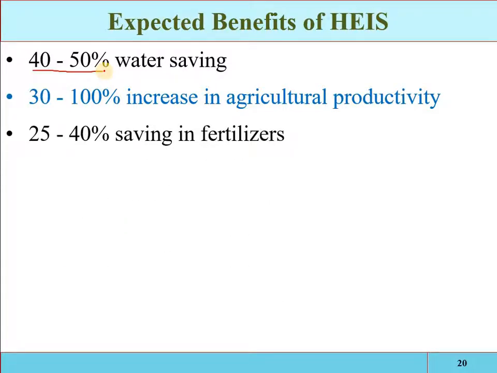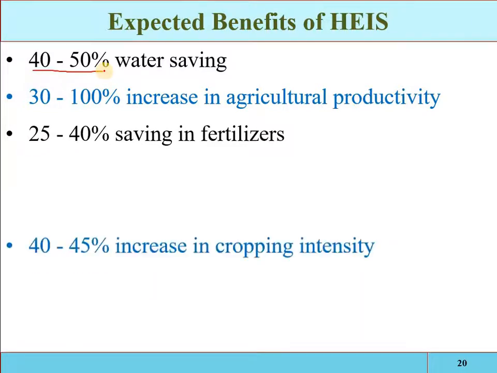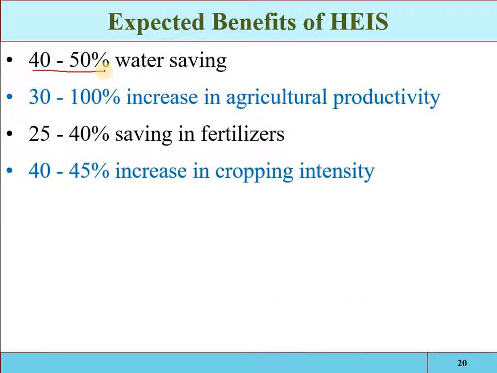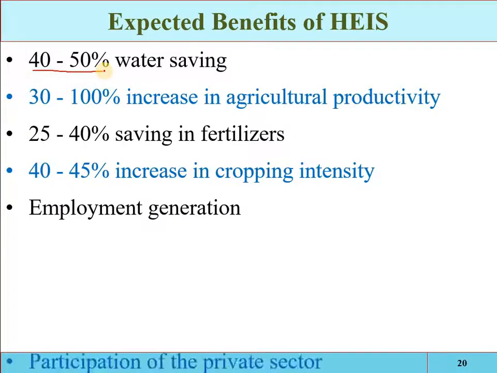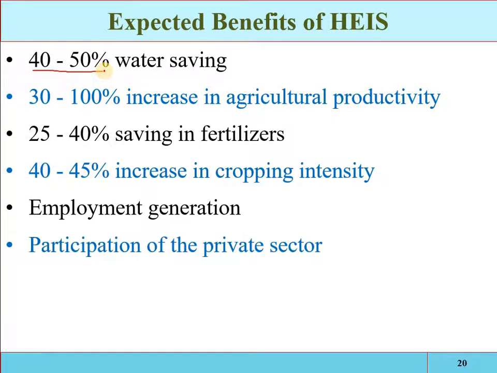25 to 40% saving in fertilizer, because the fertilizers are directly applied in the root zone, so its losses will be reduced. 40 to 45% increase in the cropping intensity, meaning the yield per unit area. Okay, so if the agricultural land is irrigated by a high efficiency irrigation system, then the cropping intensity will be increased by 40 to 45%. Employment generation, meaning some professionals will be required for its design, installation and maintenance, so it will create employment opportunities.